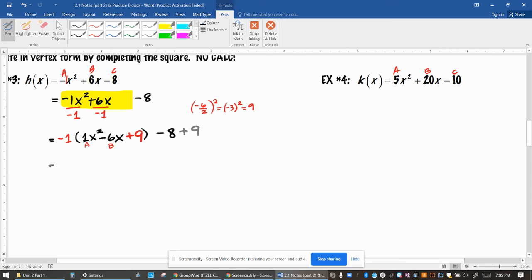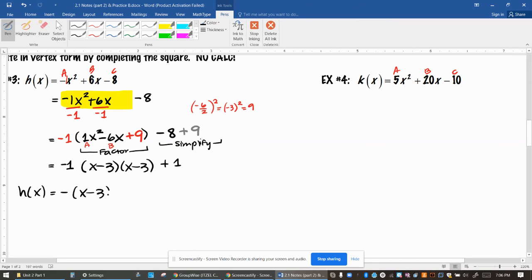And I'm almost done. Keep the negative 1, factor your new quadratic trinomial, and simplify or combine the last two terms. So x squared minus 9x plus 9 factors to x minus 3 and x minus 3. Negative 8 plus 9 is 1. And then finally, write it in vertex form. You don't have to put the negative 1 in front. You can just put the negative symbol.